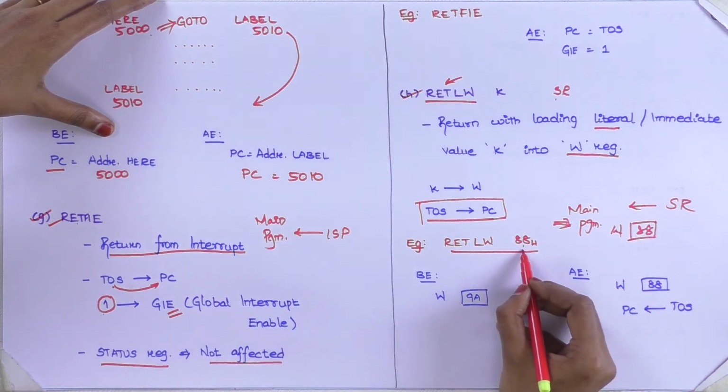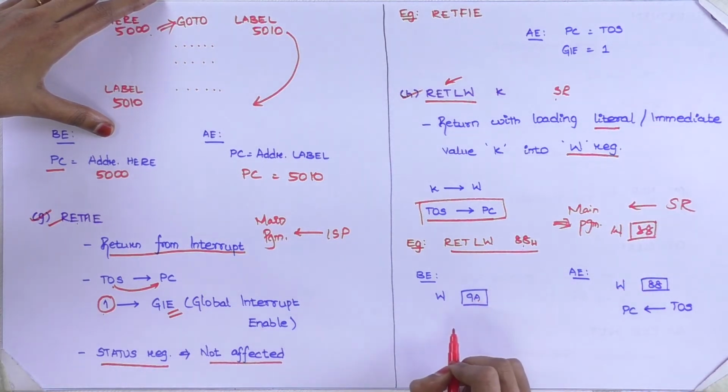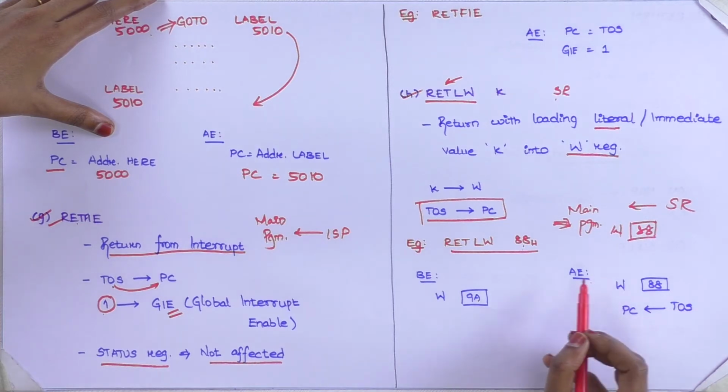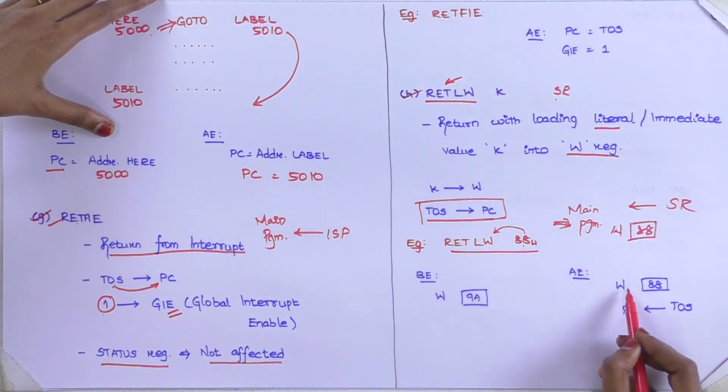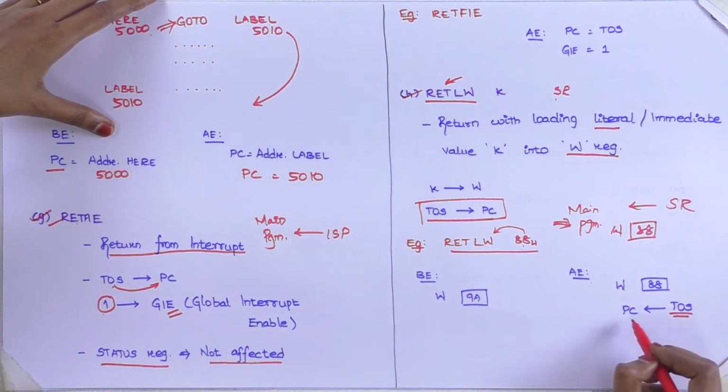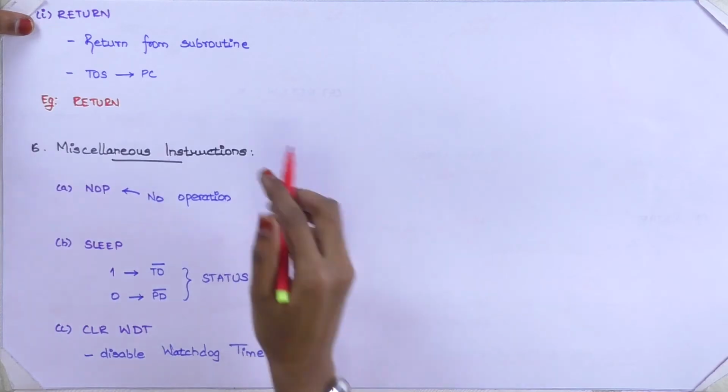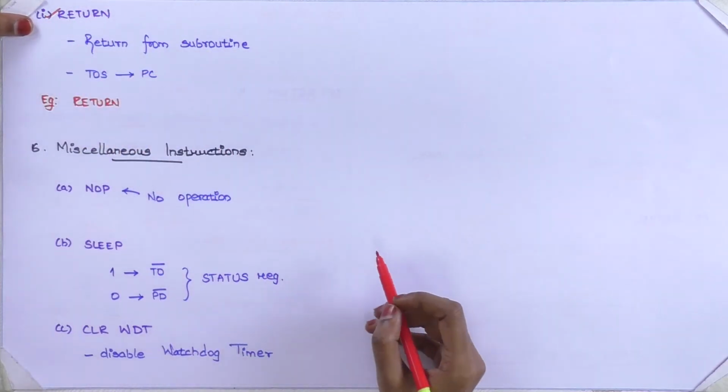Okay. So before executing the instruction, the working register has the value 9A. After executing this, 88 will be loaded into the working register and the top of the stack is given to PC.